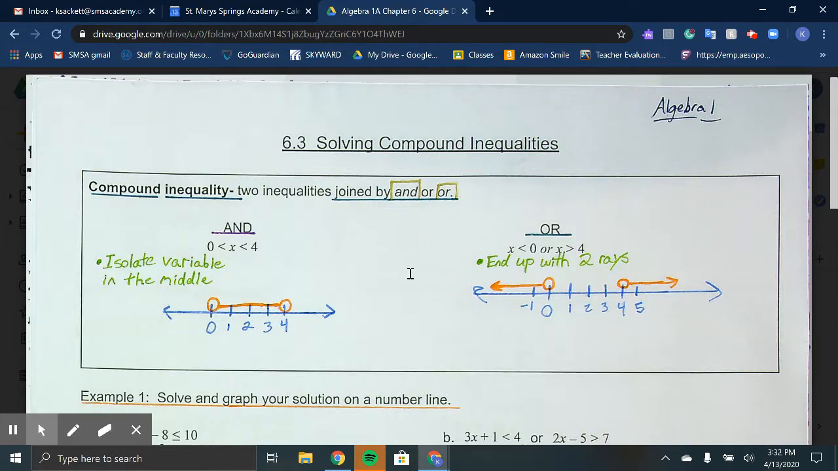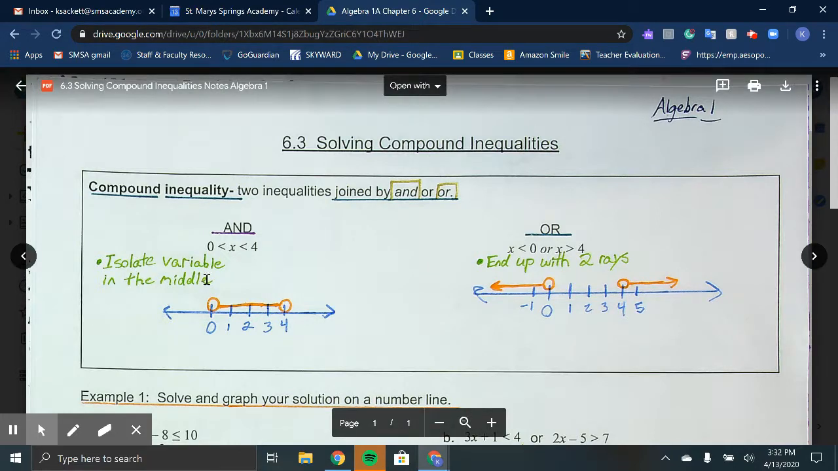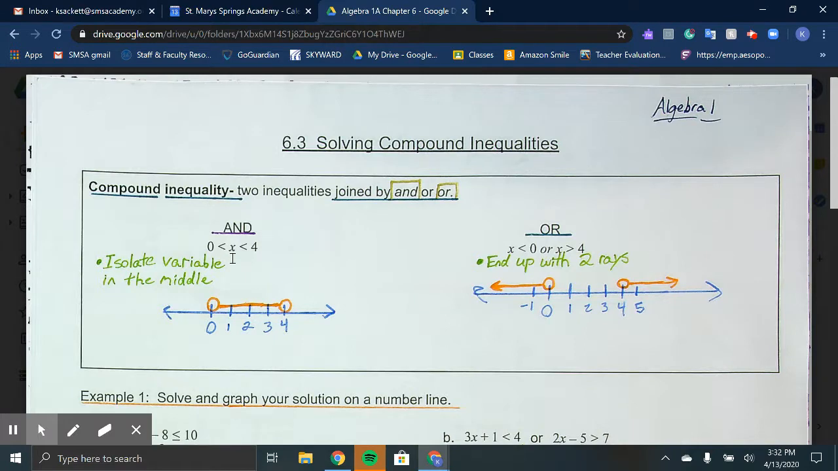On the left here, you see the example for an and inequality. That would be, for example, saying x is greater than 0 and x is less than 4. We could read that as x is greater than 0 and x is less than 4, or as x is less than 4 and greater than 0. The idea of an and statement is to isolate the variable in the middle, meaning the only thing we want in between our inequalities is a single variable.